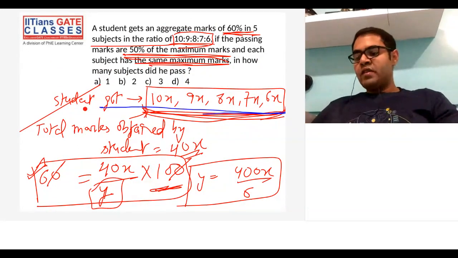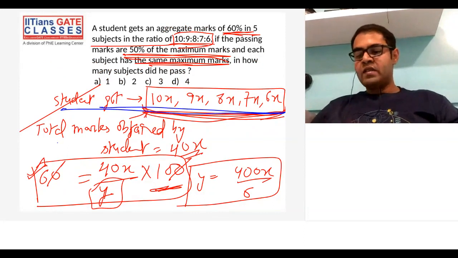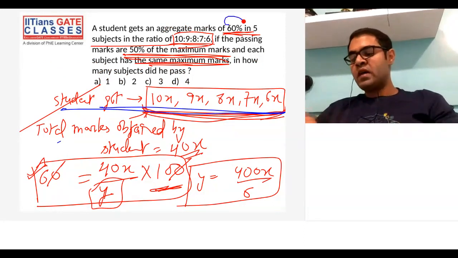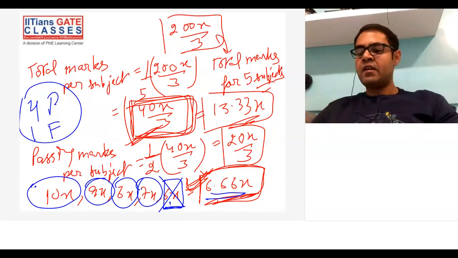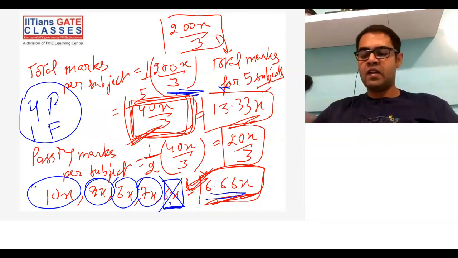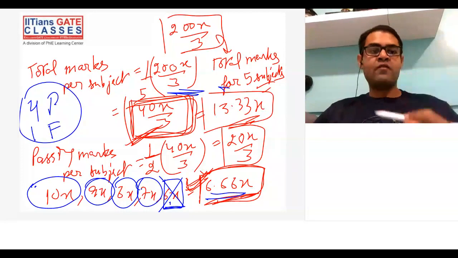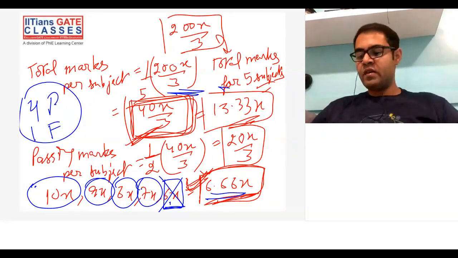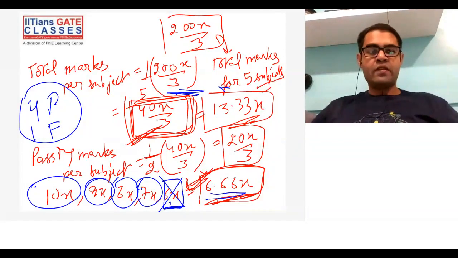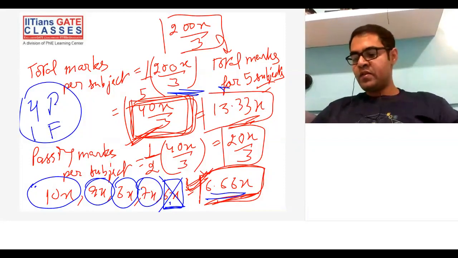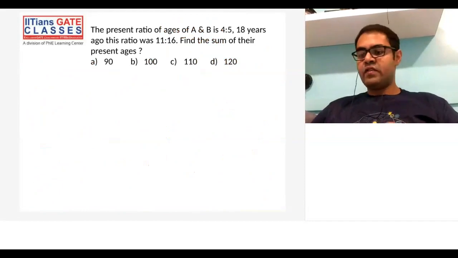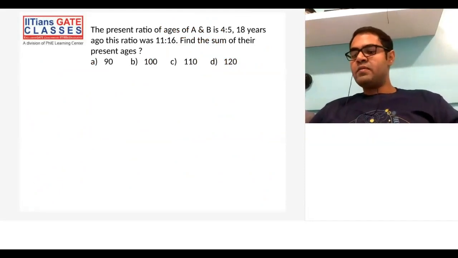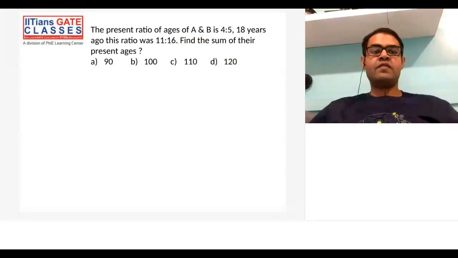Basically, I first wrote this in terms of x. Then I calculated the total marks for 5 subjects using this aggregate. Once I calculated that, I calculated the total marks per subject, then the passing marks per subject, and then you compare the marks. This is the flow of the question. I hope this solution was clear to everyone. So let's move to the next problem now. Let's try to solve this problem. Again, please try it yourself and pause the video.